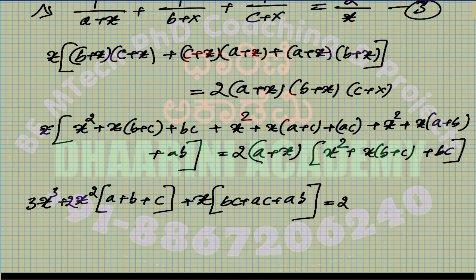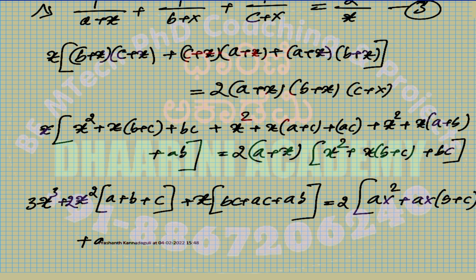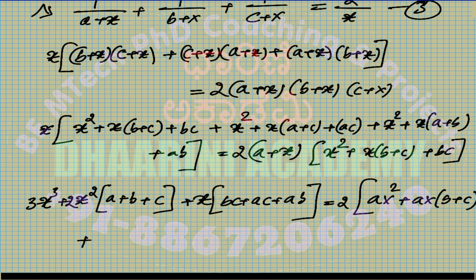So first multiply with a and then we multiply with x. So this is ax squared plus ax into b plus c plus abc. Plus abc, that's the first term. Plus now multiply with x, so this is x cube, then x square into b plus c, then we have x into bc.